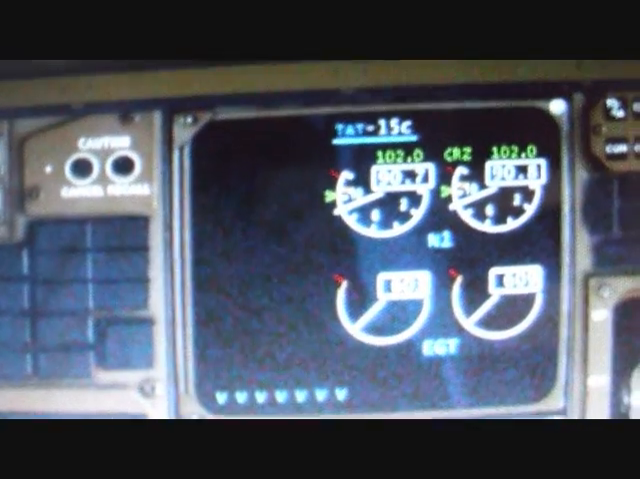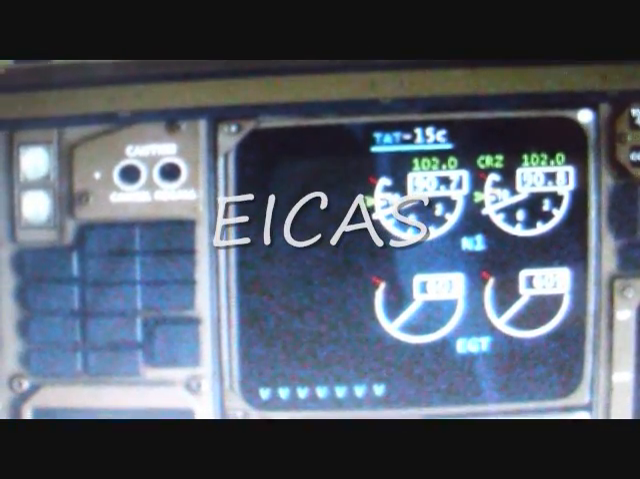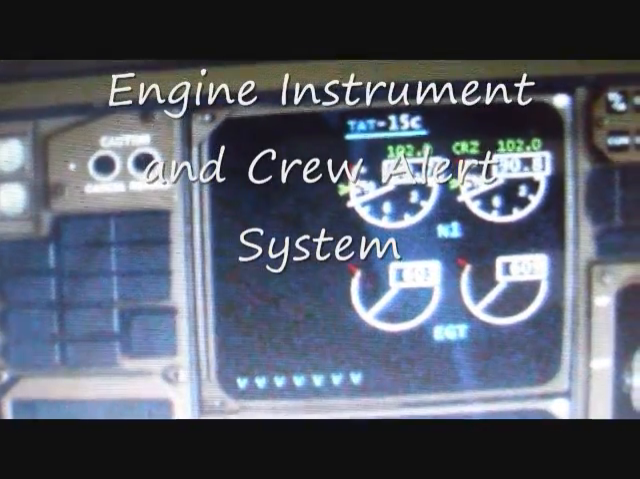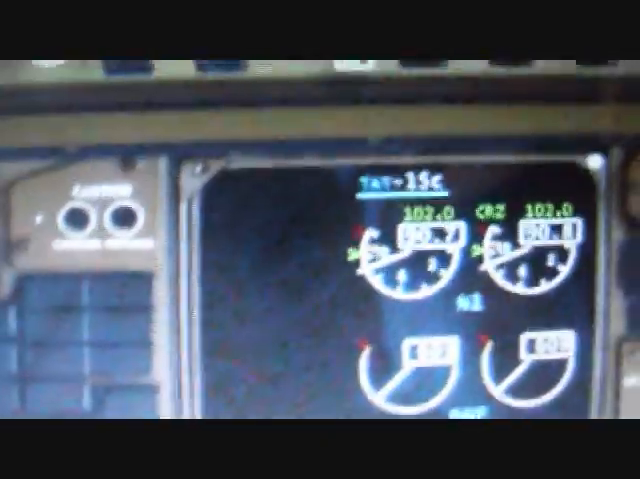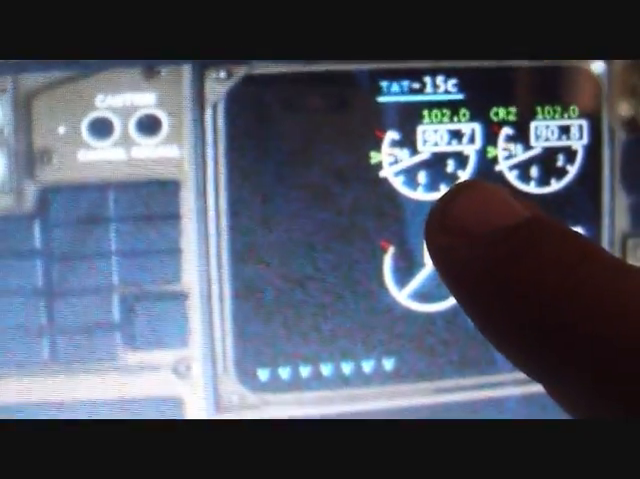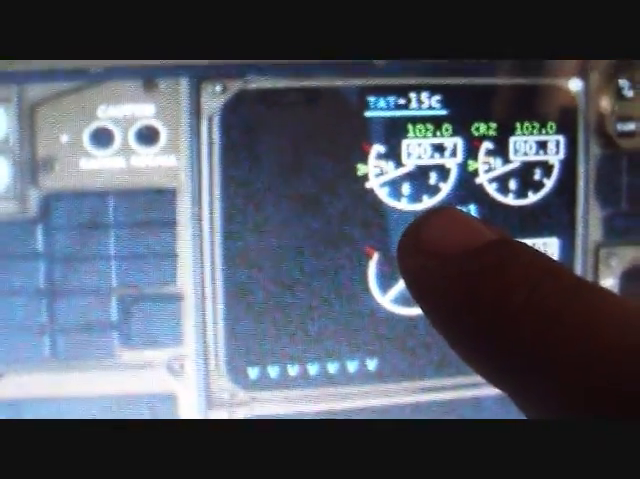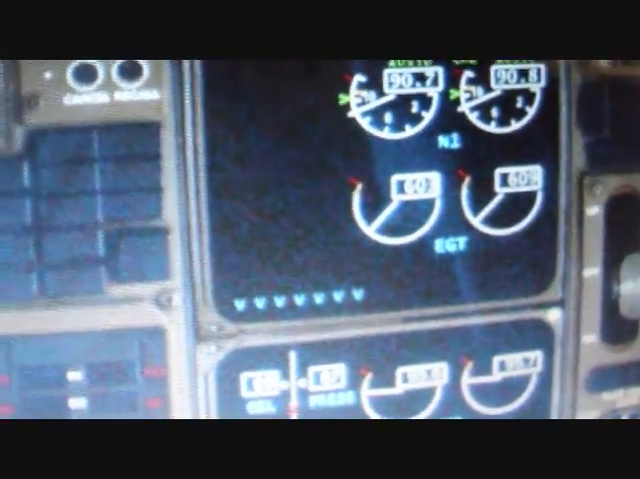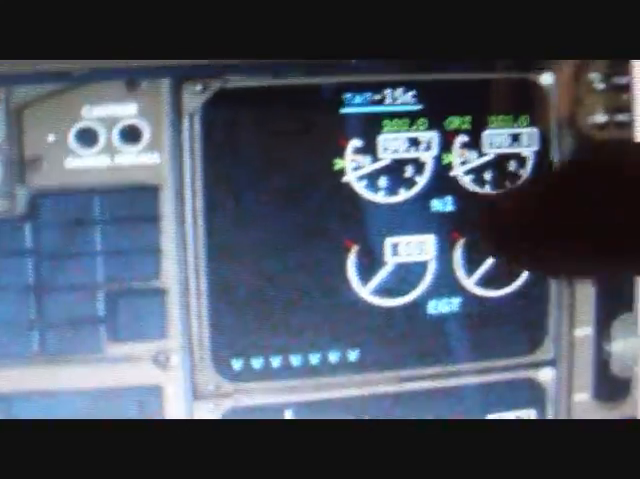Now, ICAS is spelled E-I-C-A-S, and it stands for Engine Instrument Crew Alert System. And displayed on here, we have N1 and EGT. N1 is the measurement of the rotation of the big fan that you see on the front of the engine, and EGT is the exhaust gas temperature. That's the temperature of the hot air coming out the back of the engine.